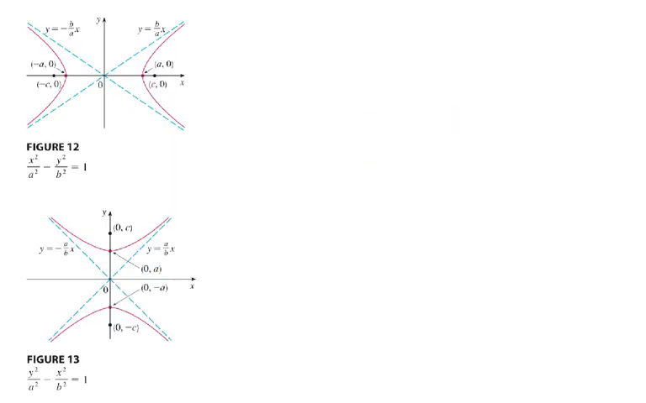So we have two things happening here. Figure 12 is where the y is minus. So notice your hyperbola sits on the x-axis. And in figure 13, when the x is minus, your hyperbola sits on the y-axis. So we have two equations. Let's take the top one. It says x squared over a squared minus y squared over b squared equals 1.